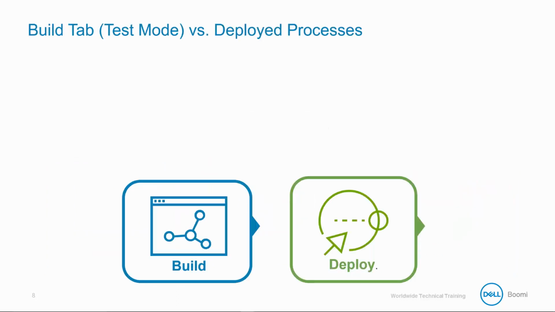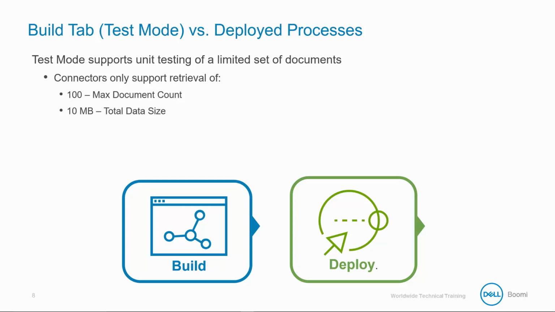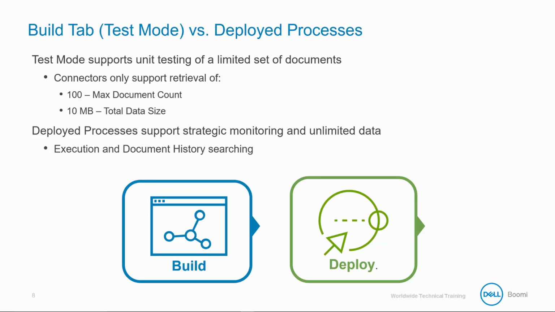The difference between processes which run in the Build tab, commonly referred to as Test Mode, and deployed processes are: Test Mode supports unit testing of a limited set of documents, so connectors only support retrieval of 100 max document count and 10 megabit total data size. Anything beyond this will produce errors. Deployed processes support strategic monitoring and unlimited data, execution and document history searching, so process execution results are going to be available for 30 days, and also external alerting, so email and RSS.